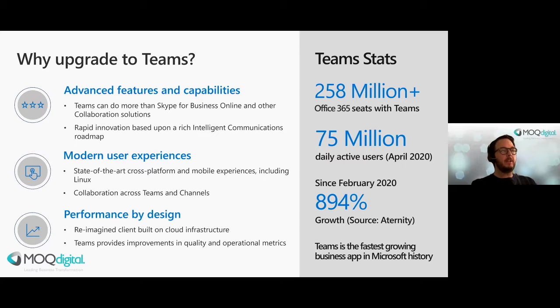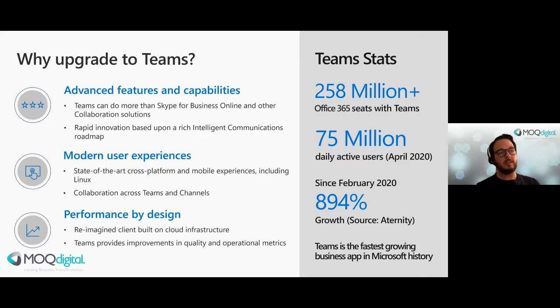So the great thing about Teams is that it has got a significant amount of production from the Microsoft backend. So they've tagged it as the fastest growing business app in Microsoft history. And the most recent stats are showing that they've got over 258 million Office 365 seats licensed for Microsoft Teams. As of April, they saw 75 million active users, which was 70% growth from March 2020.